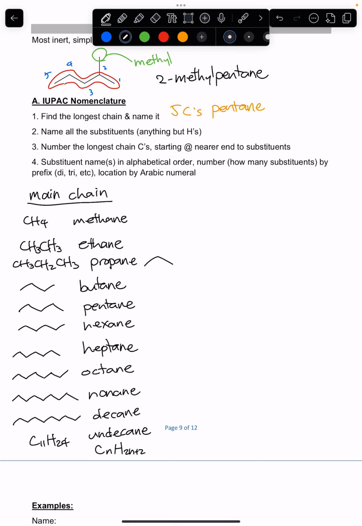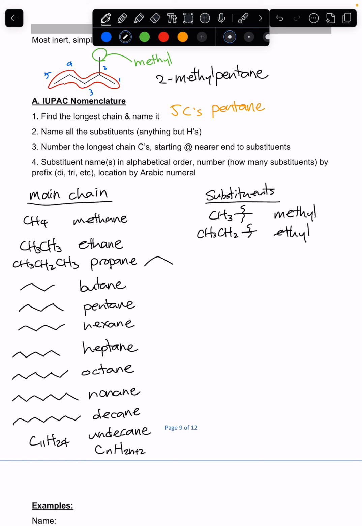What about the substituents? Well, those substituent names are based on those main chain names. Like when a CH3 group is attached to something, just 1 carbon, that would be called a methyl group. Notice the ending is just replacing -ane with -yl. When the substituent is an ethane group, so CH2CH3 is attached to something, that would be an ethyl group.